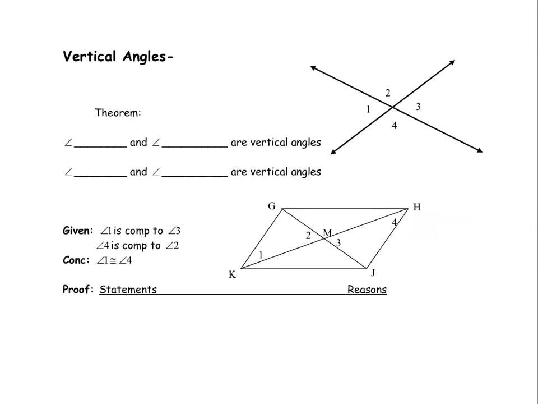So why are opposite rays so important anyway? Well, they help us define vertical angles. Vertical angles are formed whenever two lines intersect, if the rays forming the sides of one angle and the rays forming the sides of the other angle are opposite rays.